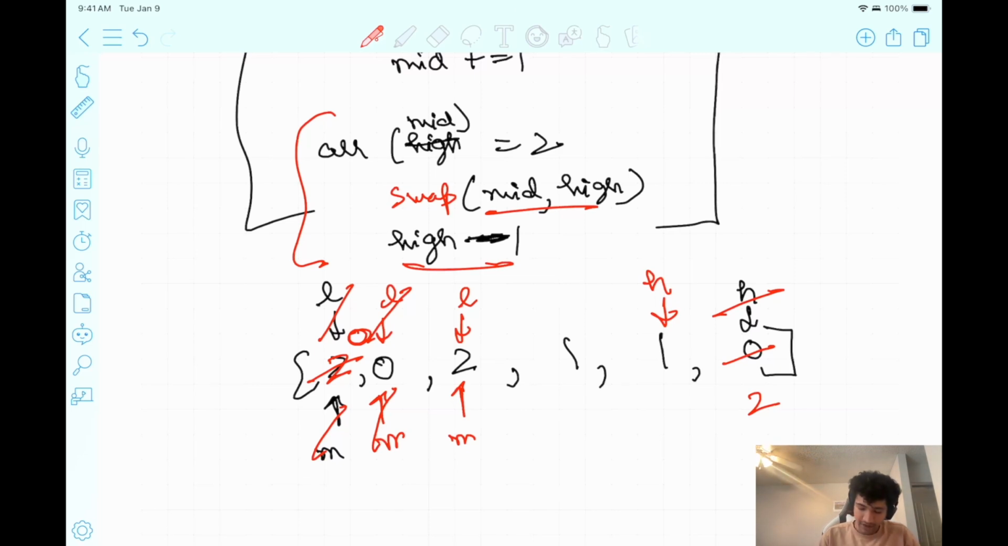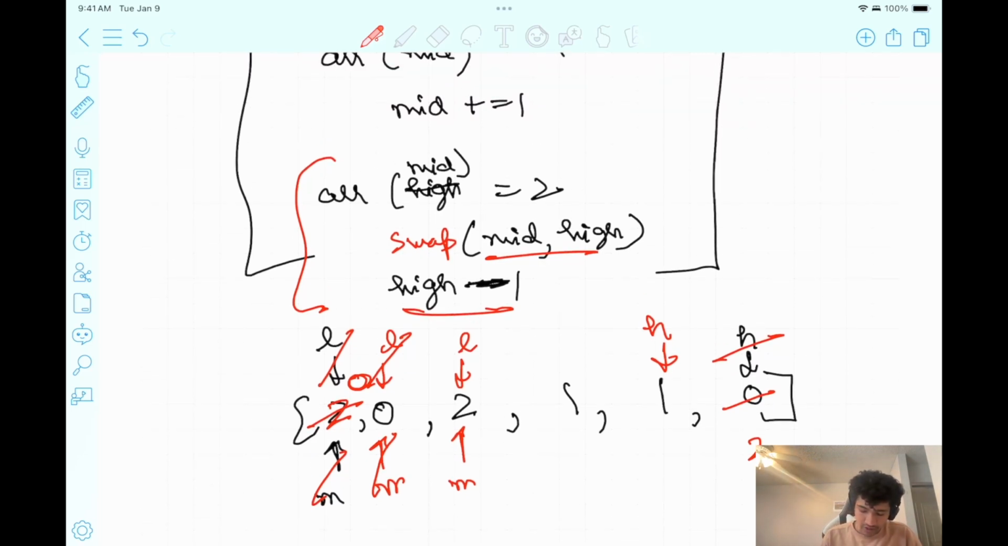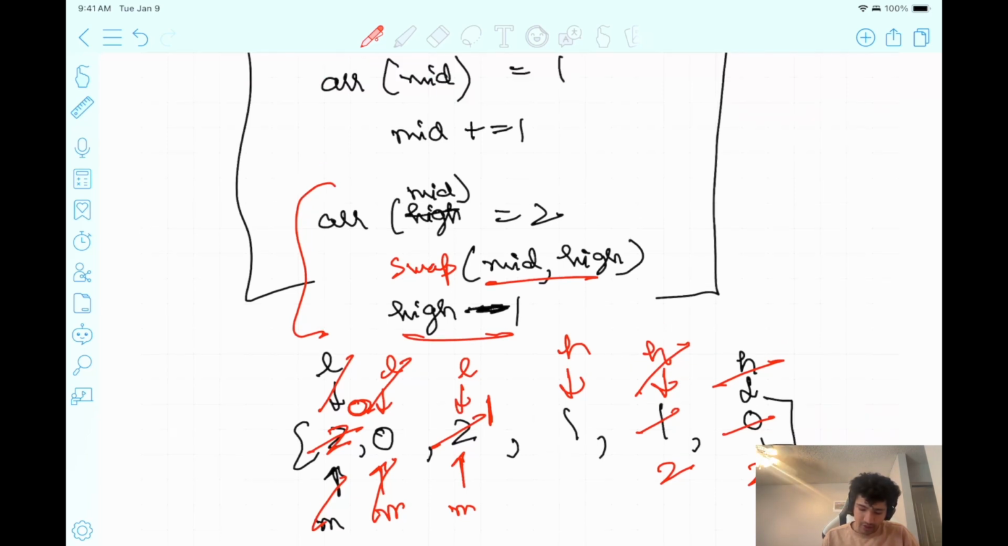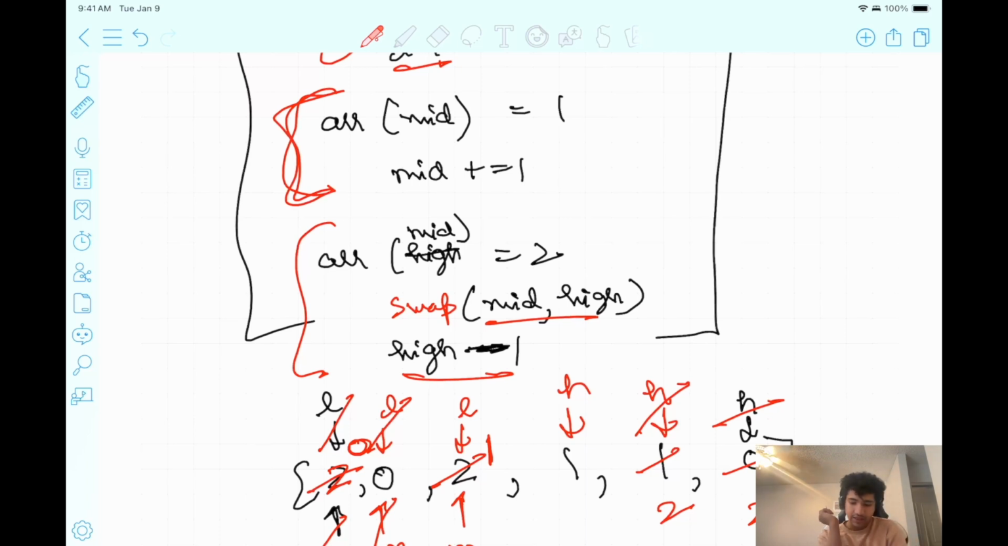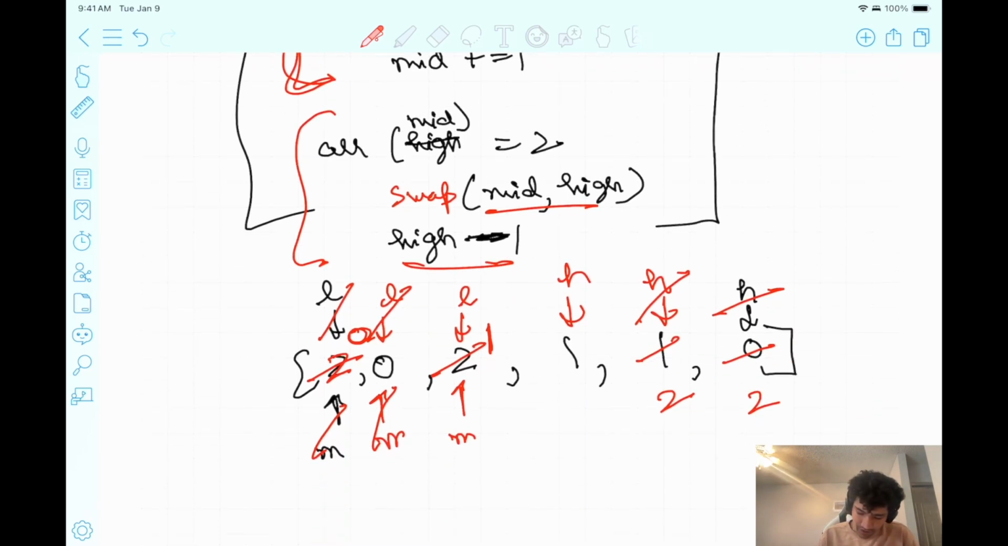And after this, mid is now pointing to 2. We'll swap mid with high. Our high is here. So this becomes 1, this becomes 2. High is decremented. Remove this. Now mid is pointing to 1. In this case, since mid is pointing to 1, this will execute. Mid should be incremented, so mid will come up over here.